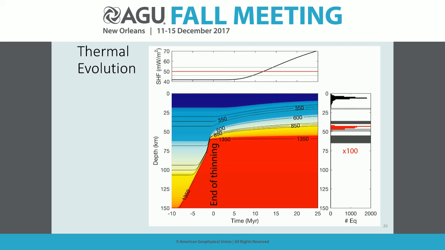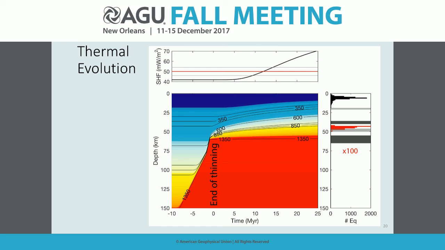This is a bit of a complicated figure, but I'm going to walk you through it. At the top, we have surface heat flow. This is output from our model, where this is evolving throughout time. We calculate this at every time step. And this red line is the 50 milliwatts per meter squared that we're aiming for.